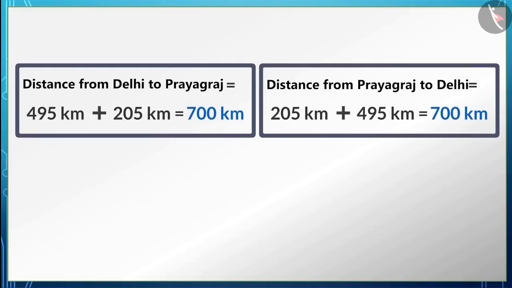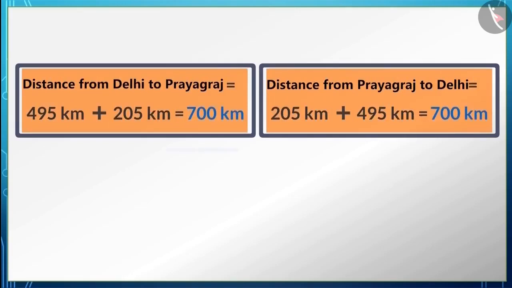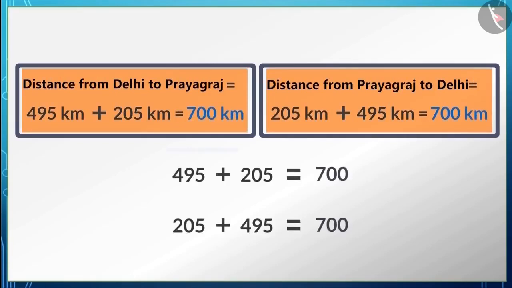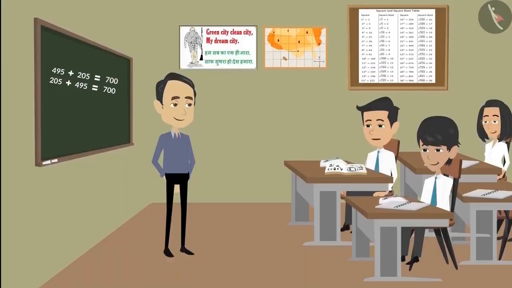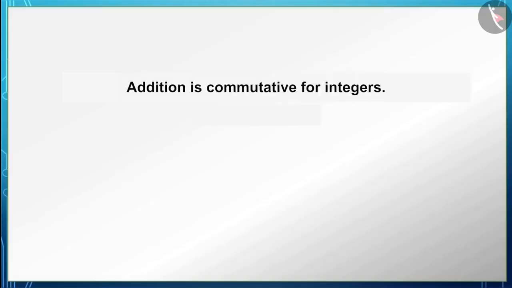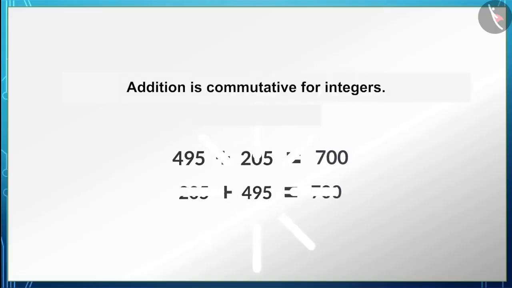Children, here we can see that Rahul covered equal distance in both the situations. While adding these numbers here, we see that changing their order did not change the answer. Sir, two integers are being added here. That is why in every case the sum of the equations is the same. Because the addition of integers is commutative.